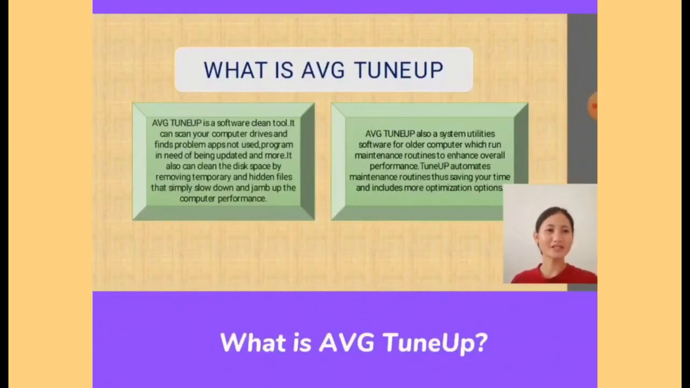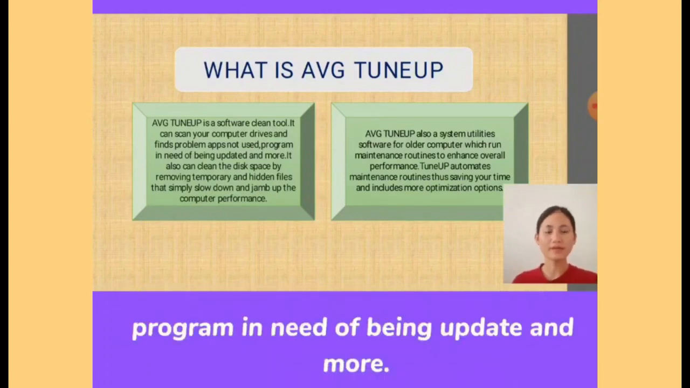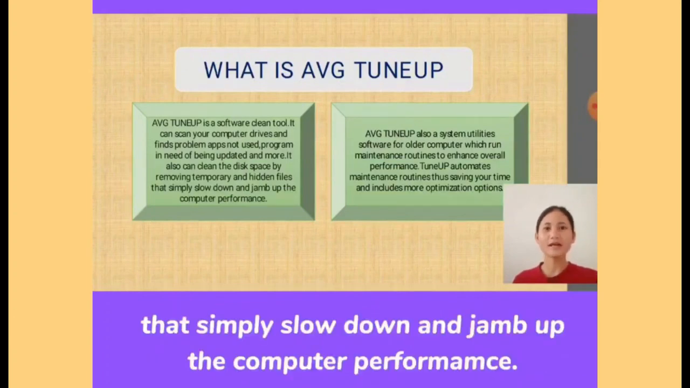What is AVG TuneUp? AVG TuneUp is a software clean tool. It can scan your computer drive and find problem apps not used, programs in need of being updated, and more. It also can clean the disk space by removing temporary and hidden files that simply slow down and jam up the computer performance.